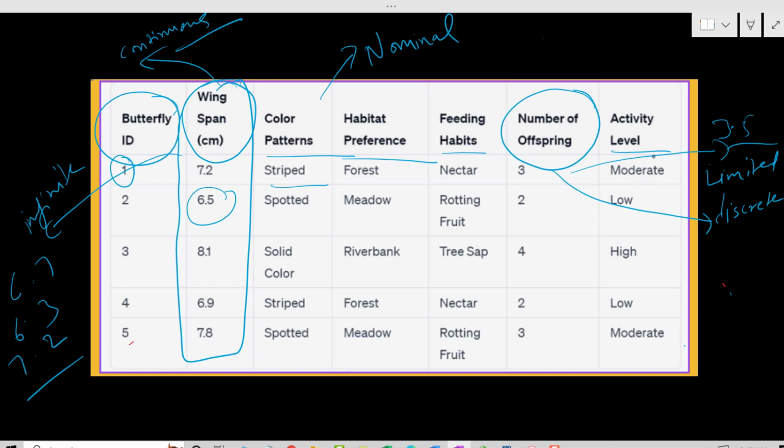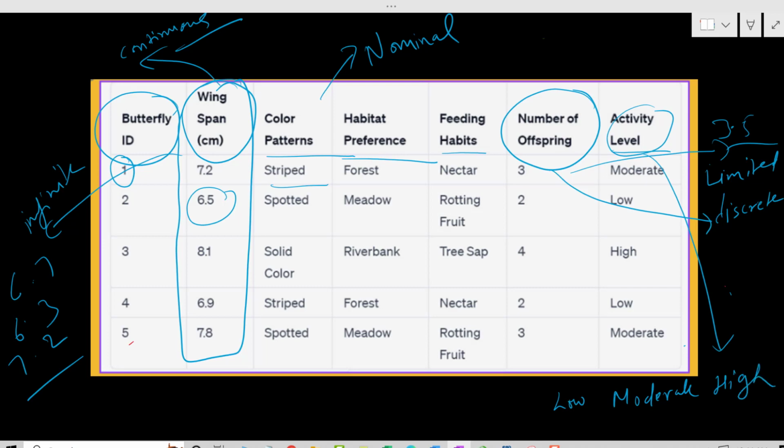While if we have a look at activity level, we will say moderate is definitely better than low and high is better than moderate, and we can put them in order: low, moderate, high, right?